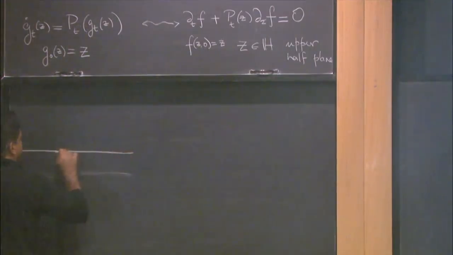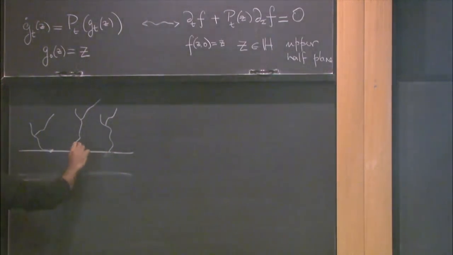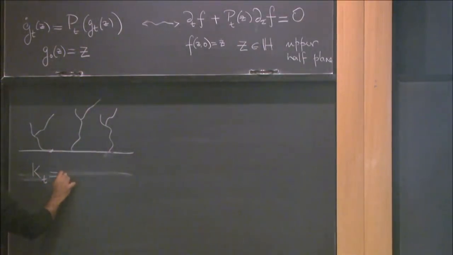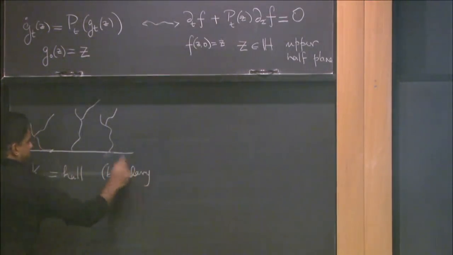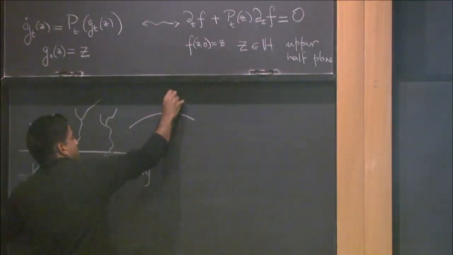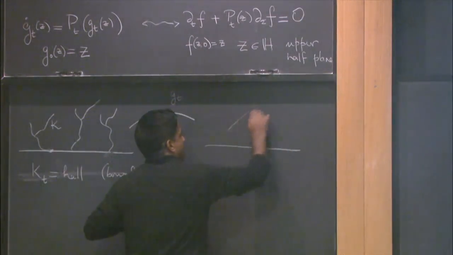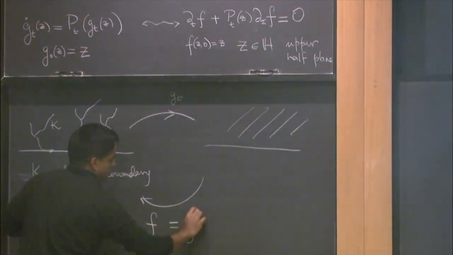What's going on with these differential equations is the following. Somehow over here I'm going to have some domain in the complex plane, and this set over here, let me call it the boundary. Informally, this is the boundary that I'm drawing over here. This is a set of hulls. My mapping g_t is going to go this way and give me the upper half plane, and the mapping f is simply g inverse.